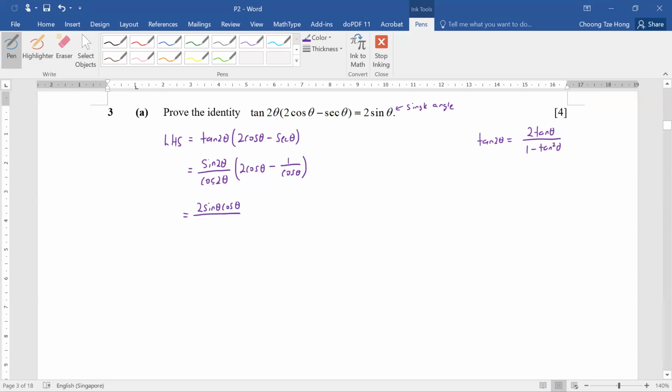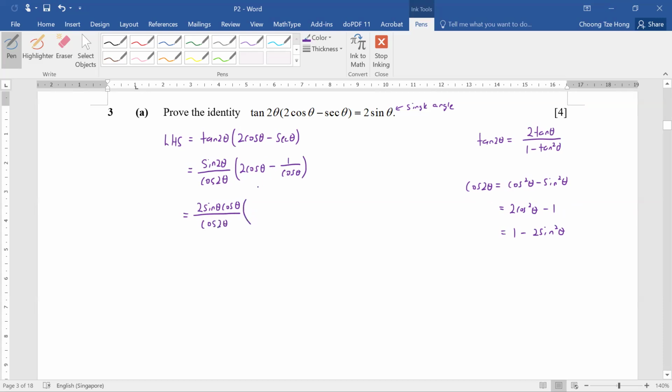If you recall cosine 2 theta, there are actually 3 forms of the double angle formula. The first form is cosine square theta minus sine square theta, or we have 2 cosine square theta minus 1, or the third form, 1 minus 2 sine square theta. Which form we are going to use, we are still not so sure. Let's see later on in the question whether we can come to a conclusion on which one to use. For now, I'll just leave it as cosine 2 theta.